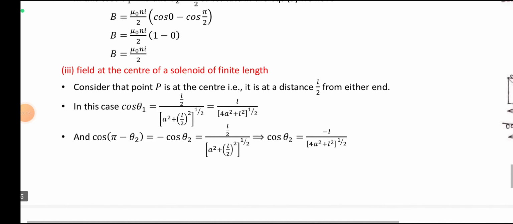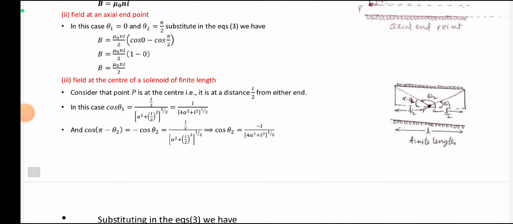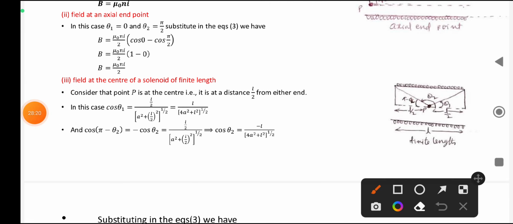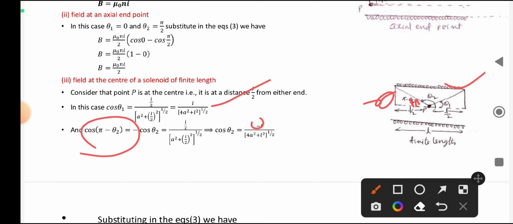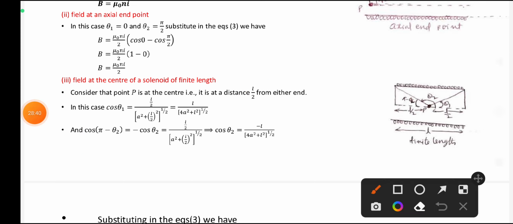So clearly see the diagram. From this diagram only we can get this one, and from this side we get this one. Why is it cos of pi minus theta? This angle, only this angle. Cos of pi minus theta, we know cos of 180 minus theta is minus cos theta. So that is why the minus is attached here.